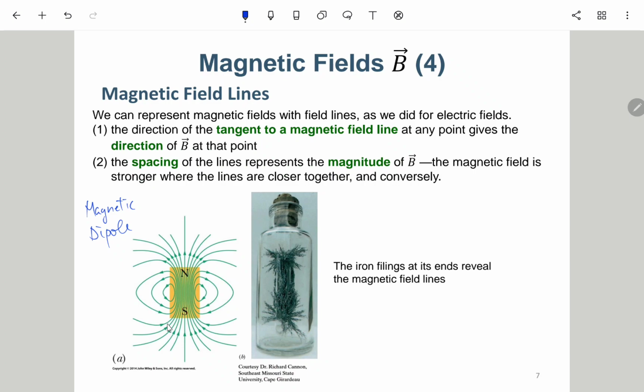And if you remember, if you have an electric dipole, it will generate a similar pattern. For the E field, the field can be something like this, like an apple, something like this. But this is for the electric dipole.